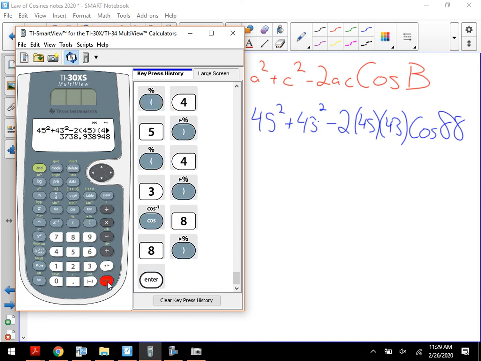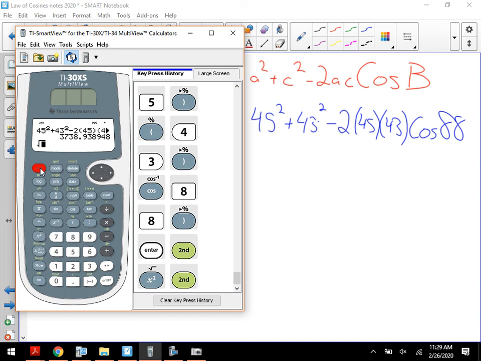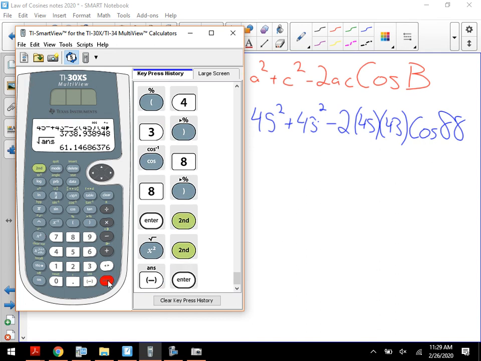It gives you some crummy decimal. That crummy decimal equals b squared. What do I do with that crummy decimal now? Square root it. Very good. Again, this is already stored in the calculator. No reason to rewrite it out. Just square root of your answer. There's your b value. Second square root, second answer. So little b, 61.15.